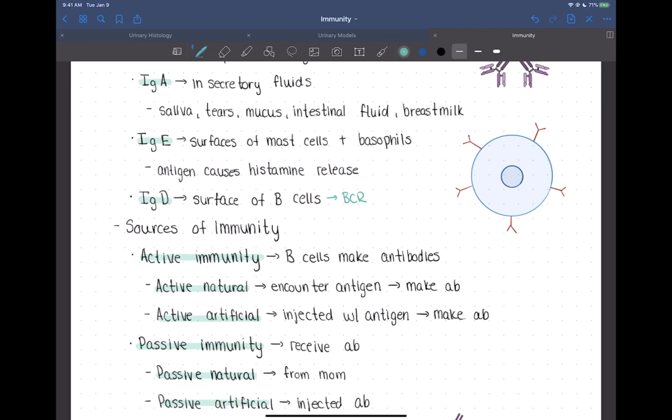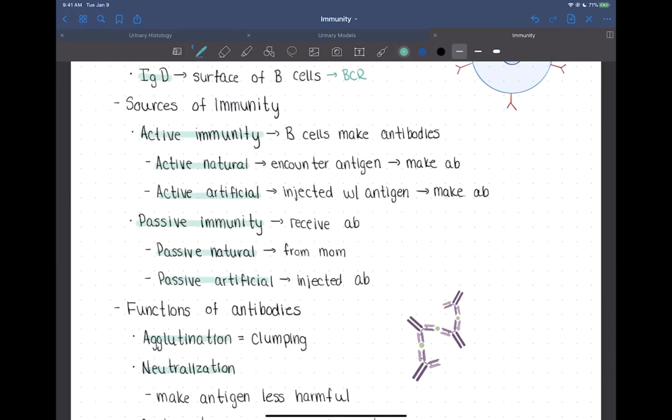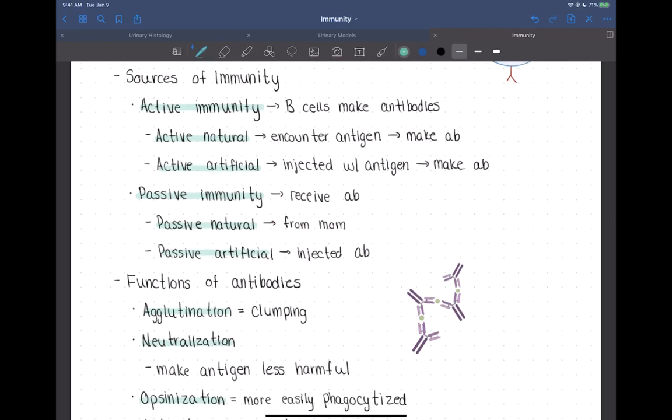Okay, good. And so you can receive immunity, humoral immunity, in a few different ways, okay? So a few different ways that you can get these antibodies. So you can get them actively. That means that your B cells are actually being activated by an antigen and they're making antibodies, okay? So they can be activated in an active natural way. This would just be like if you get the chicken pox, right? You encounter that antigen, your B cells make antibodies against it, and now you have that immunity.